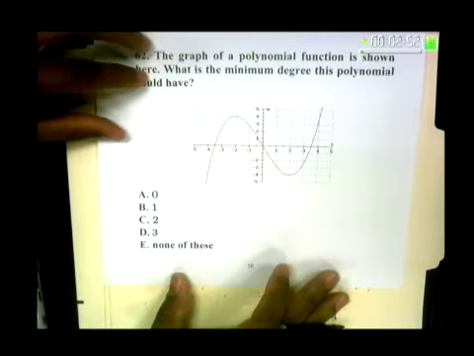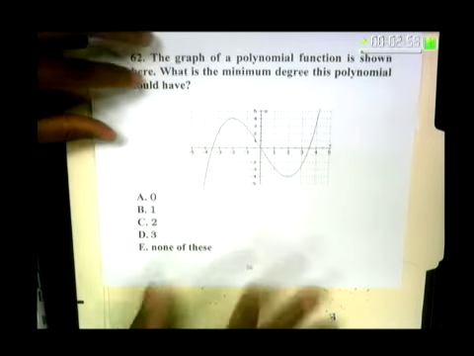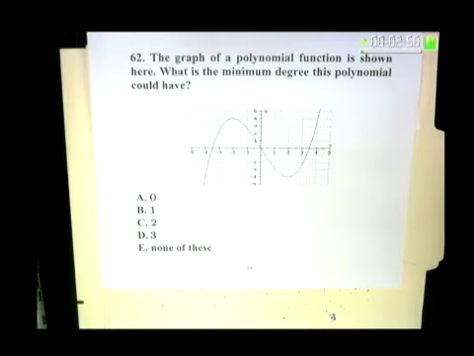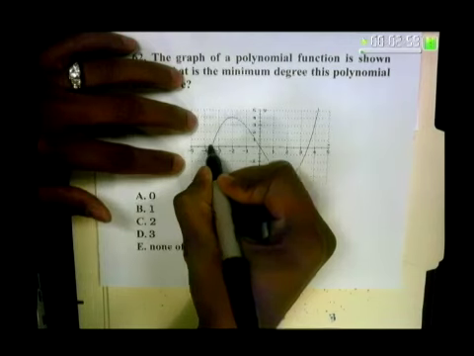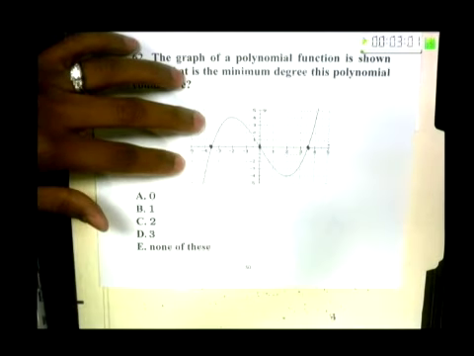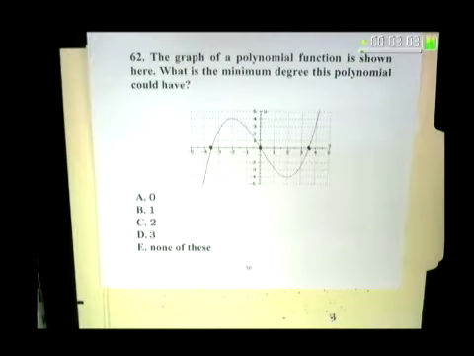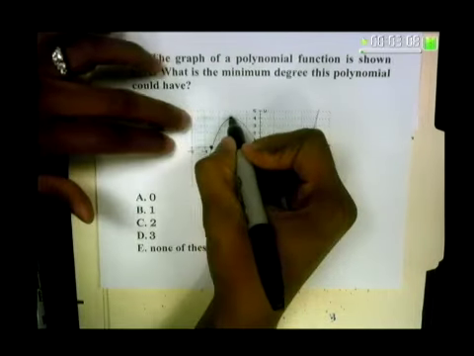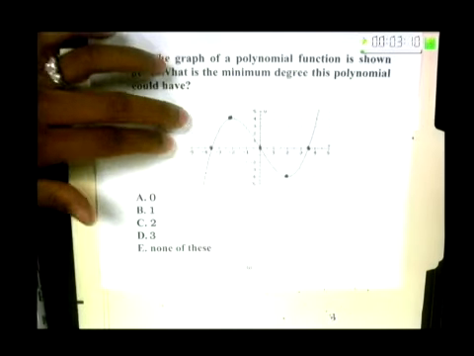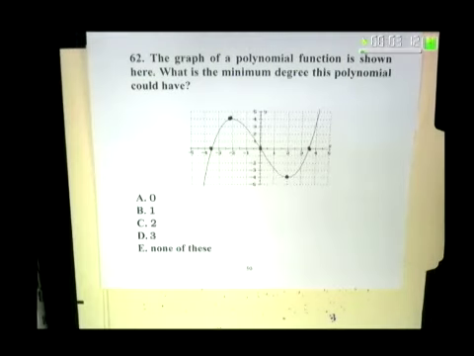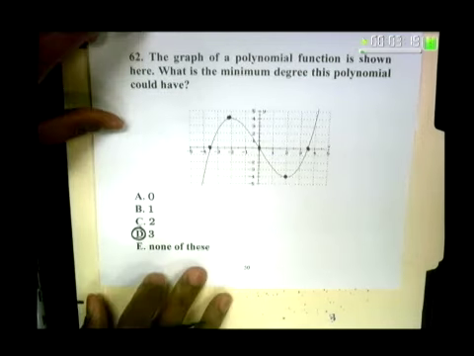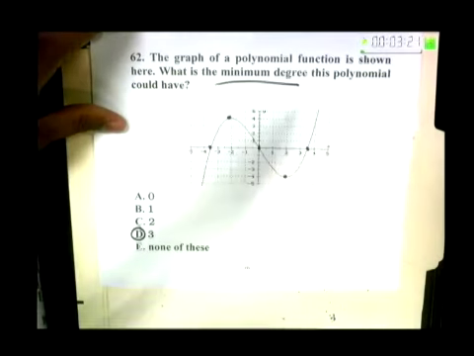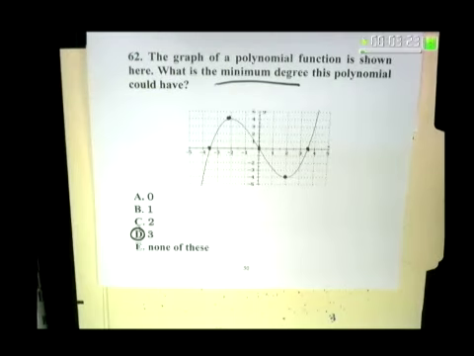Of those choices, the minimum degree would be 3, right? Because we notice here we have 1, 2, 3 x-intercepts. So that kind of takes out that it could be degree 1 or 2. And then it has 2 turning points. So we think that the minimum degree could be 3. It could be more, depending upon if that's just a piece of the graph. But we're looking for the minimum degree. So again, easy question.